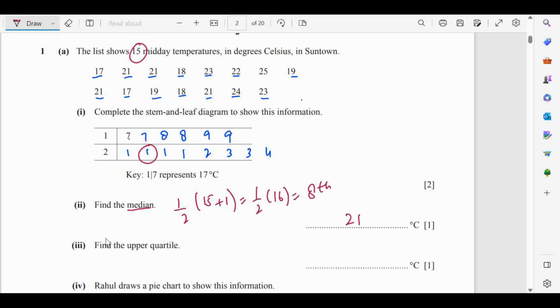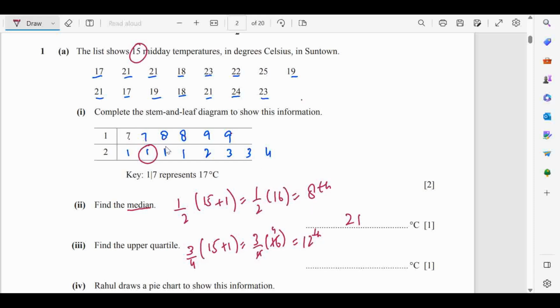Let's move to the second part. Find the upper quartile. Now we know that the upper quartile is the 75th percentile, the median of the upper half. So we can find it as 3 by 4th of the data. So 15 plus 1 is 16, so 3 by 4 into 16. We can cancel out these two, so this will be the 12th data.